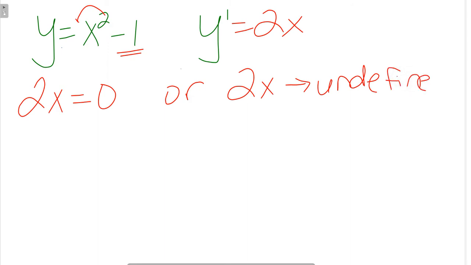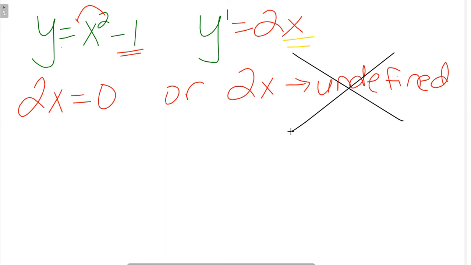Undefined, so values of x that are not allowed. Well, there are no values of x that are not allowed when you're talking about 2x. There's no value of x that you cannot simply multiply to 2. So this is defined everywhere, and that's nice because we don't have to worry about any of these values. All we have to do is worry about where it equals 0.